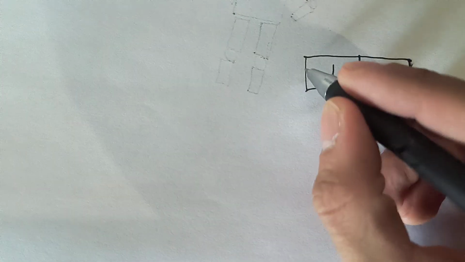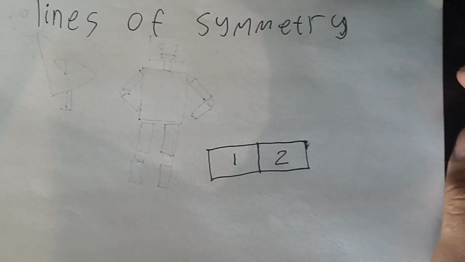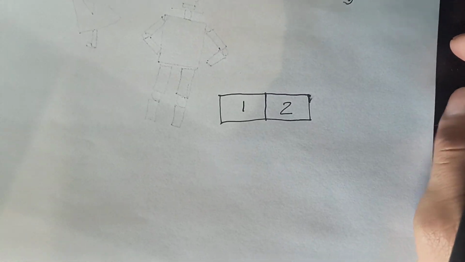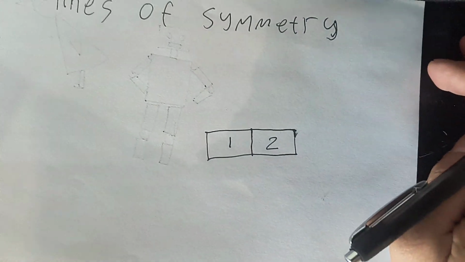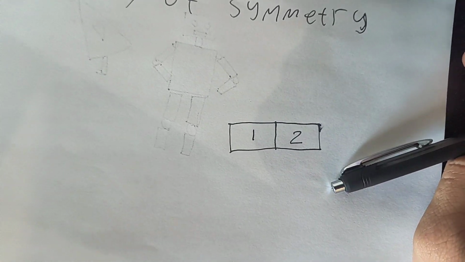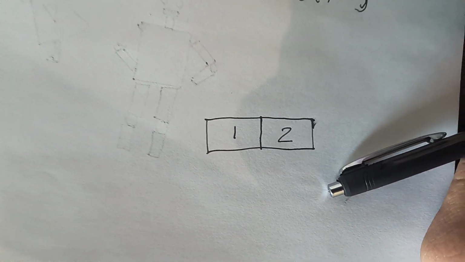It's equal on this side, equal on this side, equal on this side. They're both the same size and they're both the same shape. So they're congruent. So this line I added right here in the bigger rectangle is a line of symmetry because it split the original shape into two congruent halves.